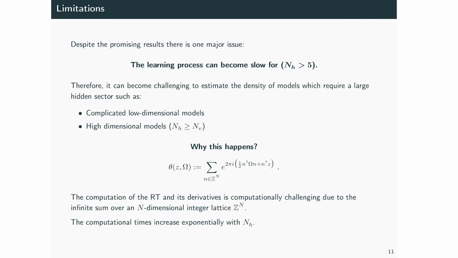And why does this happen, so why do we have this problem that the learning process can become slow? The problem is inside the Riemann theta function, which has this mathematical expression here. Theoretically, in order to compute this, we are expecting to perform a sum over this integer lattice Z^n. And of course, you can imagine that from a computational point of view, this will be incredibly challenging if we increase the dimension n. Actually, the computational time increases exponentially with the number of hidden nodes.